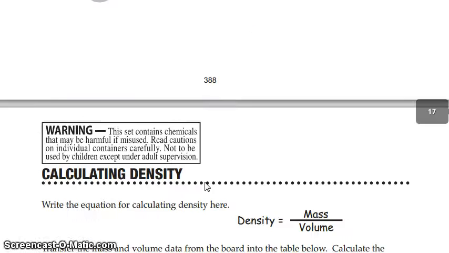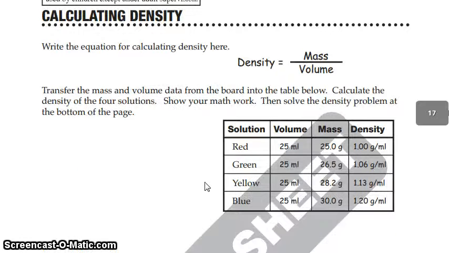We also took a look at then calculating the density of those solutions. So mathematically, we went through and we divided the mass of the solutions by the volume of the solutions. And we see here, like, 25 divided by 25 would give us a density of 1 gram per milliliter. As we go through and work these out mathematically, again, mass divided by volume gives us the densities of the different solutions. And the answers here, like I said, again, may vary because we had slightly different masses in class.